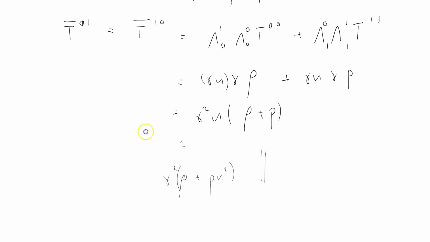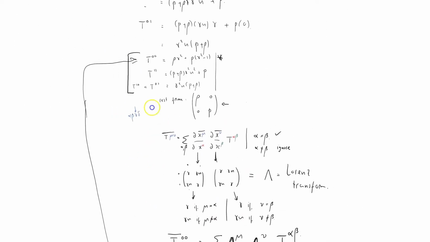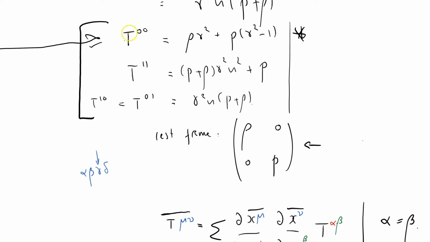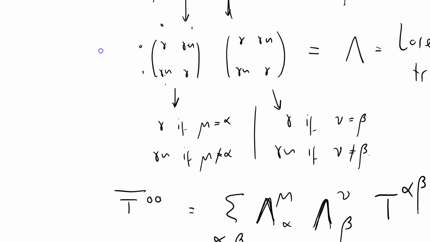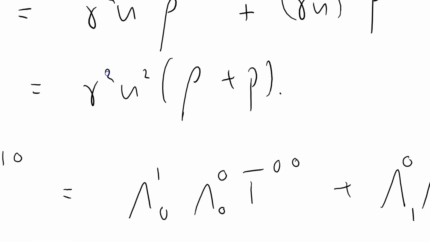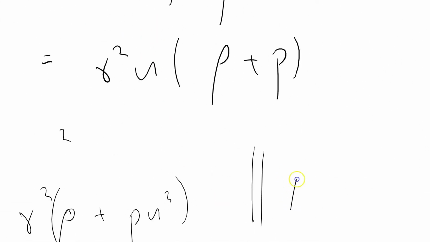Now, when I was working, the other way I got of expressing the stress-energy tensor was with this formula, (rho plus p) u alpha u beta plus p g alpha beta. And that gave me this transformation rule here. Now, if we've got two ways of working out the same thing, they should be the same. And they don't look the same. This is rho gamma squared plus p (gamma squared minus 1).